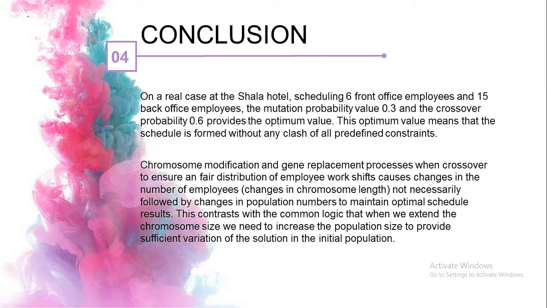So this is our conclusion for this experiment. On the real case of the Sala Bali Hotel, scheduling 6 front office employees and 15 back office employees, the mutation probability value is 0.3 and the crossover probability is 0.6. And this optimum value means that the schedule is formed without any clash of all predefined constraints.